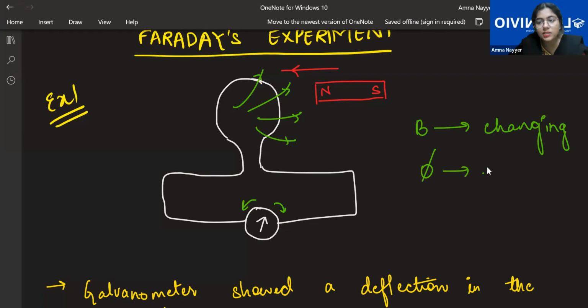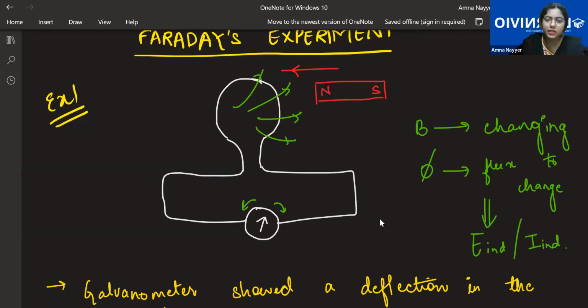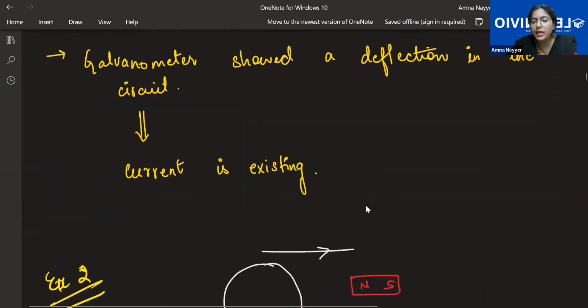The magnetic field will cause the flux to change. And all these things are leading to what? Induced EMF or induced current in your circuit. V is equal to IR. Using Ohm's law, you get either of them, you will have both induced current and induced EMF. This is what I can conclude.